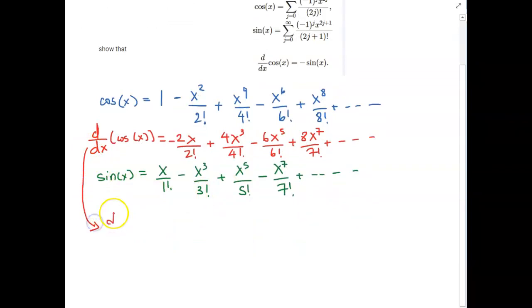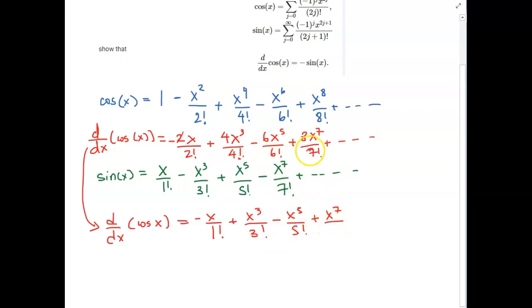So let me have d dx of cosine of x. The 2 cancels, and you get negative x over 1 factorial. With this factorial, the 4 cancels out of the 4 factorial, so you're going to get x cubed over 3 factorial. 6 cancels out of the 6 factorial, right? 6 factorial means 6 times 5 times 4, and so on. So that front 6 cancels, and you get x to the 5 over 5 factorial, and x to the 7 over, this was 8, sorry, the 8 cancels, you get 7 factorial, and so on.